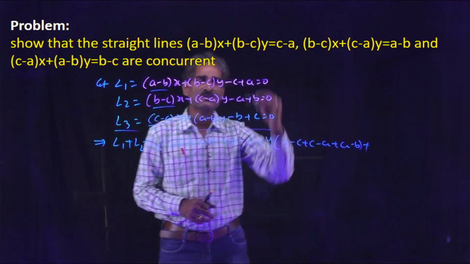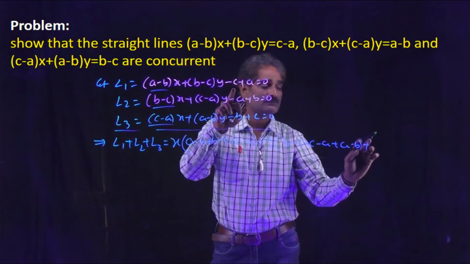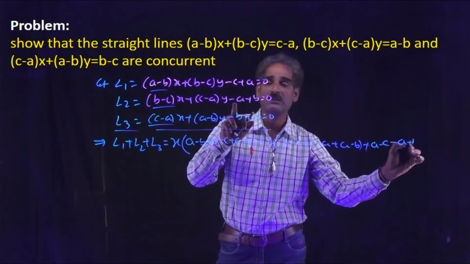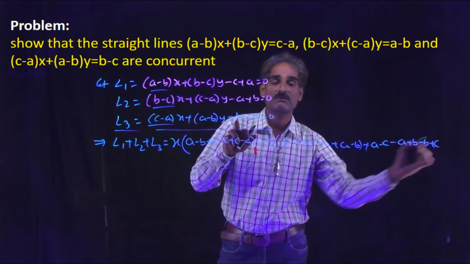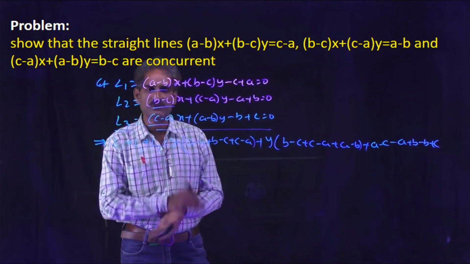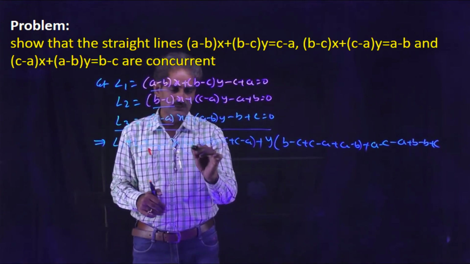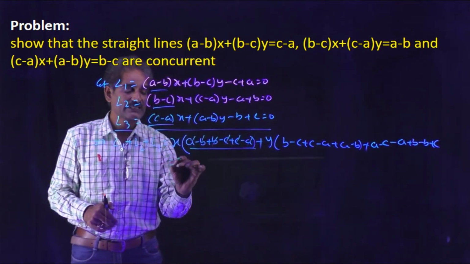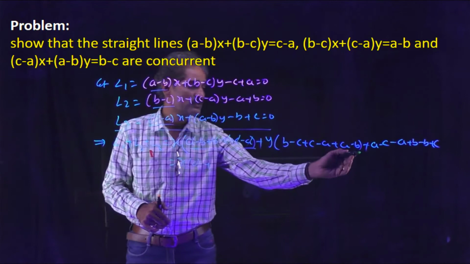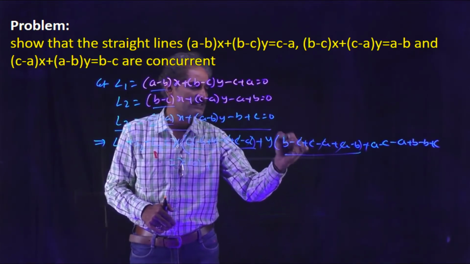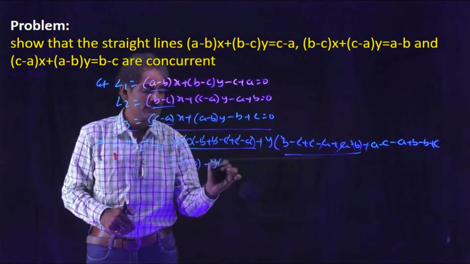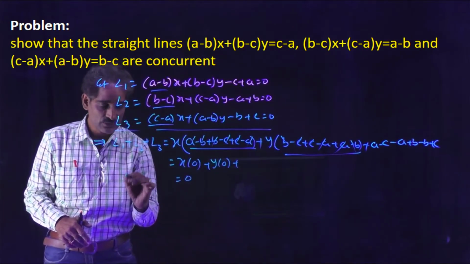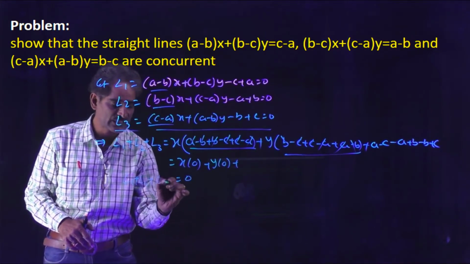Now add these constant terms. So what will happen? a minus c, minus a plus b, minus b plus c. Just add these three equations. So here minus a plus b minus b minus c plus c, x into 0. Similarly here also, plus a plus c minus c, these two terms also get cancelled, y into 0, and the remaining terms also cancel. So this is equal to 0. That means L1 plus L2 plus L3 equals 0.